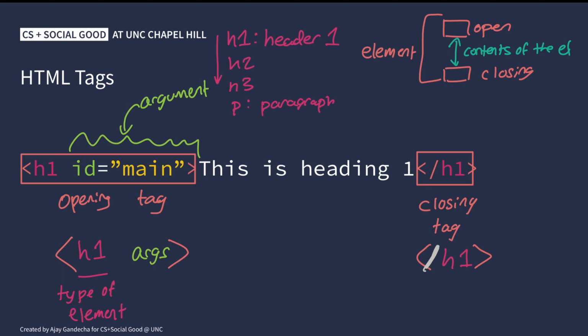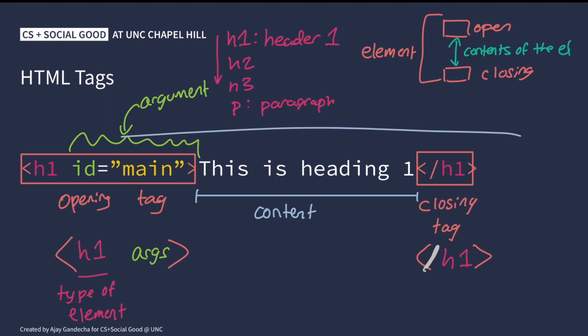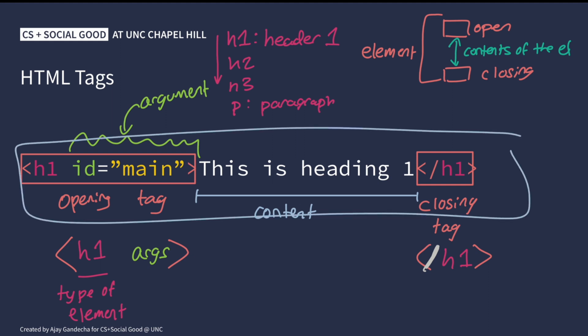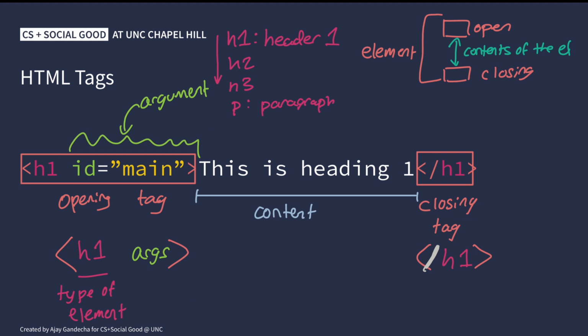And then again, in between, just like I talked about over here, in between the two tags are the contents of the element. So everything in between the opening tag and the closing tag here, this is all the content of the element. So in this case, I have an opening H1 tag and I have a closing H1 tag. So this is going to be all together a header one element. And then in between the opening and closing tag, I have the content, which in this case is just text.